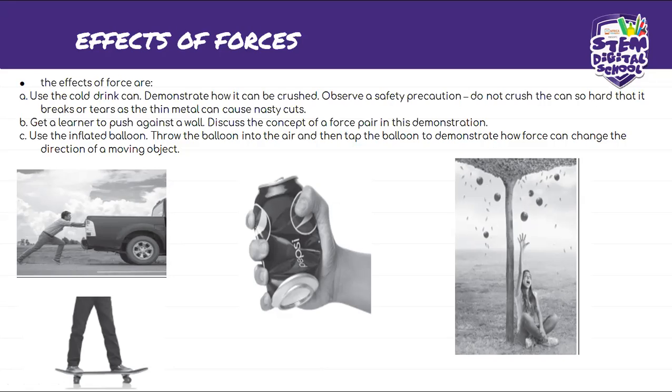I'm saying we have got four diagrams. A guy pushing a car. Someone crushing a can. An apple falling down. And then someone on a skateboard. So I'm saying, which of them will you classify as contact and non-contact? So send me your answers, then we'll take it from there.